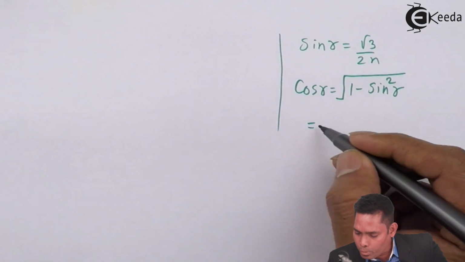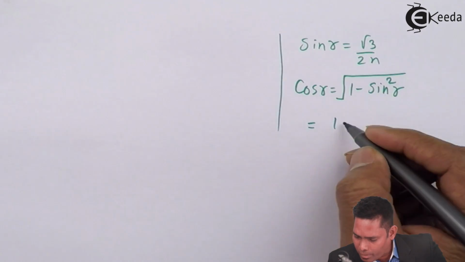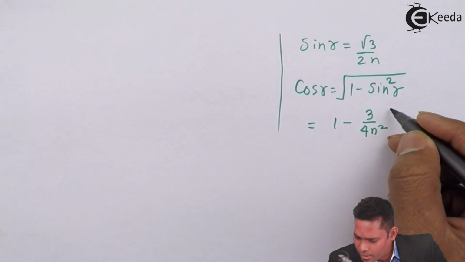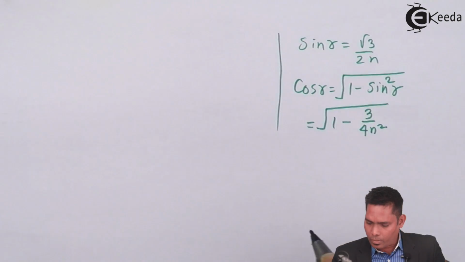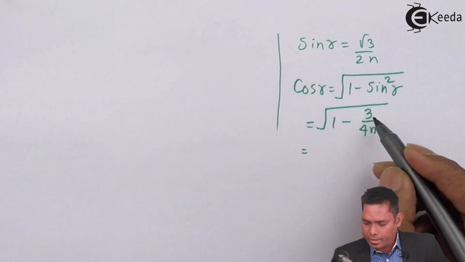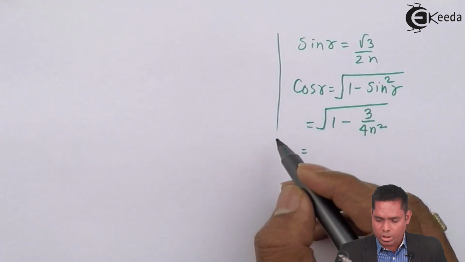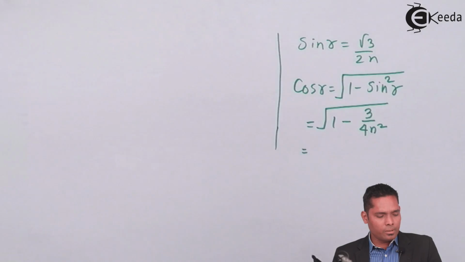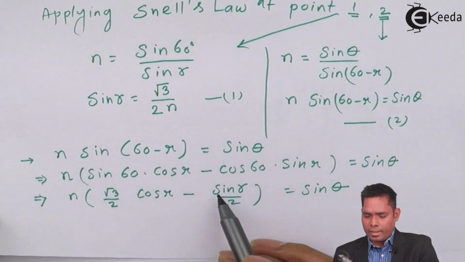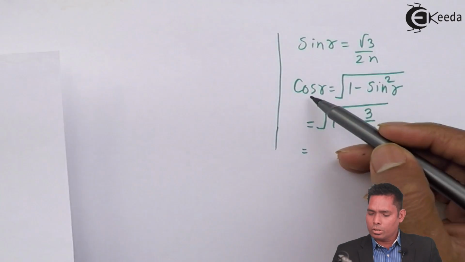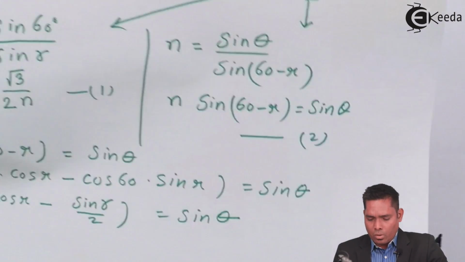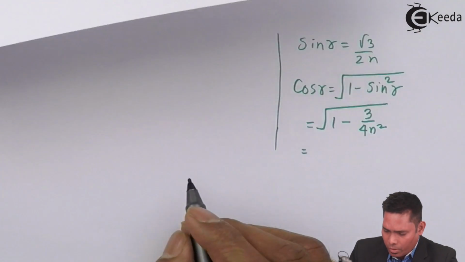So if I put this value of sine r here, this is 1 minus 3 divided by 4n square, under root. This is the value, and that value I'll substitute in that equation that we just derived. In this expression, in place of cos r and sine r, we'll substitute these two values and proceed further. So let me just copy these things down for you.